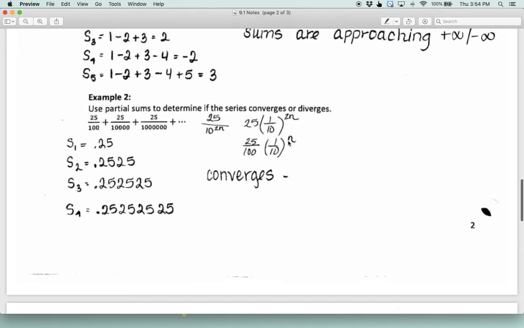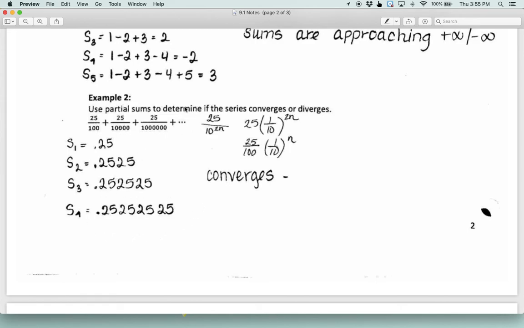Okay, here's a different example. Example 2, we have 25 over 100 plus 25 over 10,000 plus 25 over a million, and so on. You can tell the pattern is that we're doing 10 to an even power. This is 10 squared, 10 to the 4th, 10 to the 6th, and so on. So that's kind of what our general term looks like. If you evaluate, that first term is 0.25, the second term plus the first term comes out to 0.2525. The third, if we add up these three things that we have here, we get 0.252525.